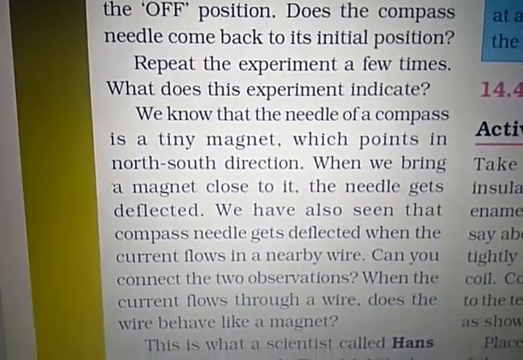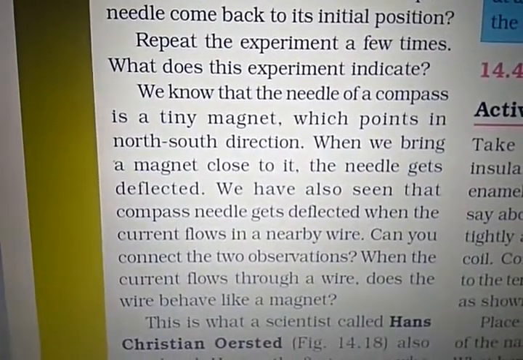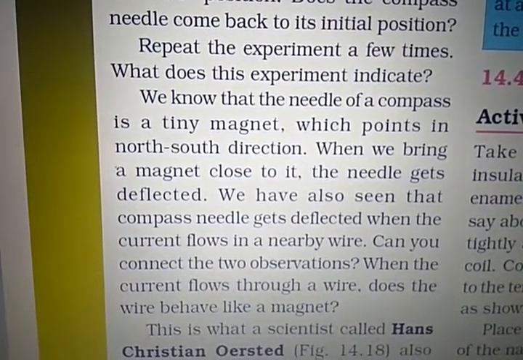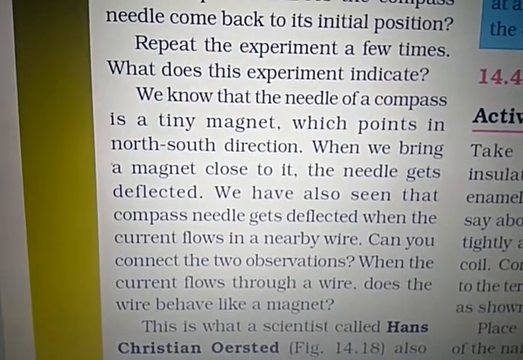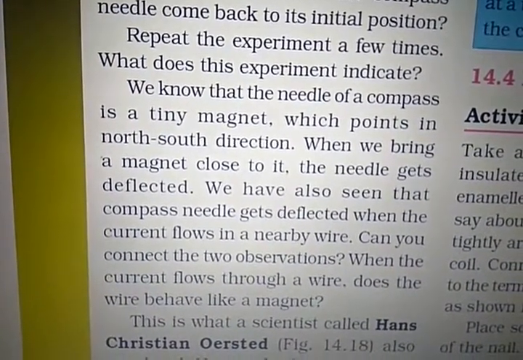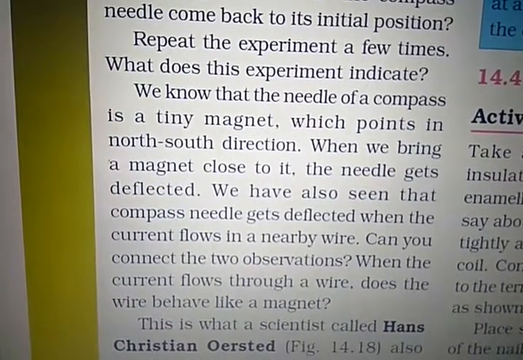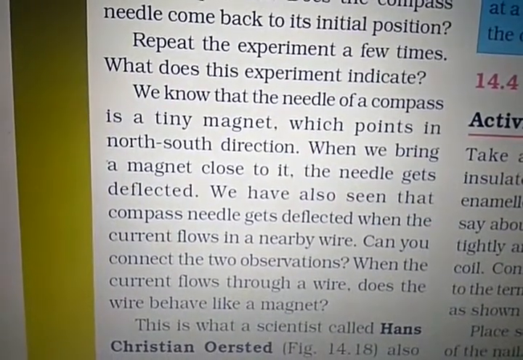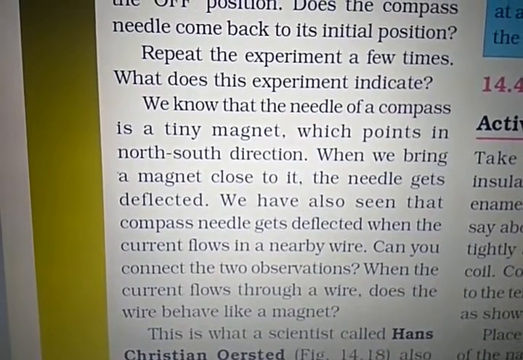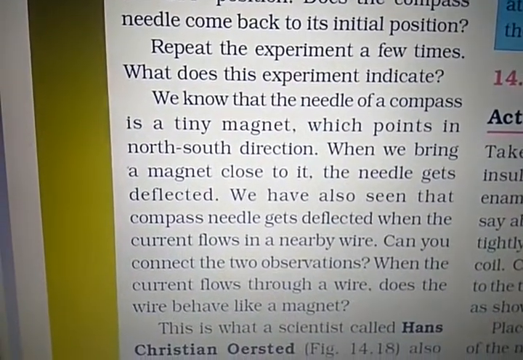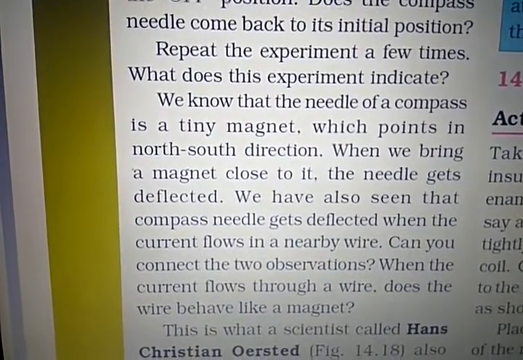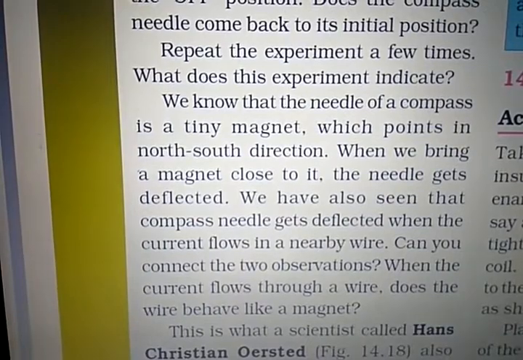We know that the needle of a compass is a tiny magnet, right? Itself a magnet which points in the north-south direction. So when we bring a magnet close to it, the needle gets deflected. So we have also seen that the compass needle gets deflected when current flows in a nearby wire. When there is current, your magnetic compass needle will deflect. It means that your circuit is on. When the circuit is off, the deflection will stop.